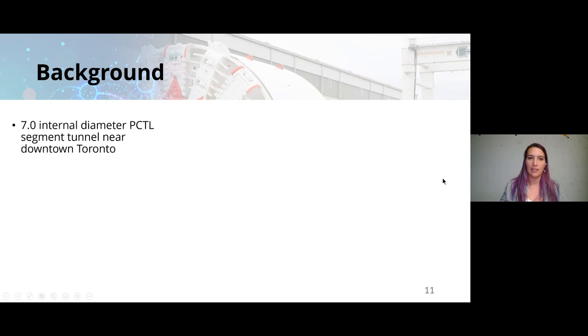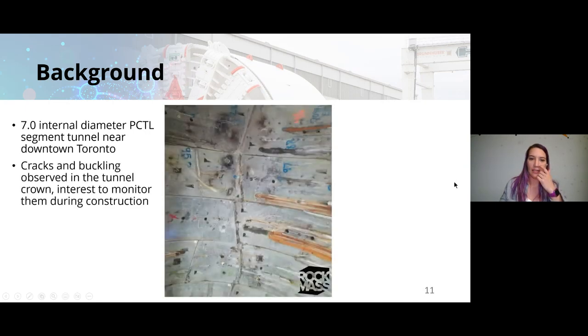So this tunnel project, to give you some background, it's a PCTL lined tunnel, 7 meters in diameter in downtown Toronto. And unfortunately, we started to notice that there are some cracks and some buckling in the tunnel crown. We want to make sure that we're monitoring these continuously during construction so that we can advise our contractor when and whether to repair them. It's not whether, but when to repair them, and also to track if they're getting bigger.